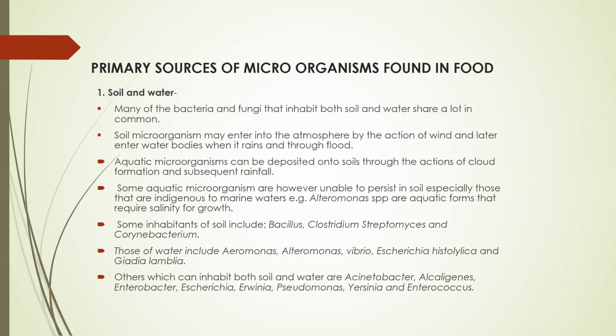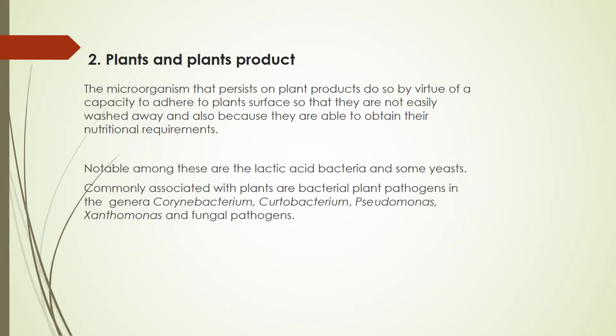So your soil and water is a primary source of microorganisms that you can find in your food. The microorganisms that persist on plants and plant products usually do so because they have the capacity to adhere to plant surfaces. If not, when rain falls, they would have fallen off. And because they also obtain their nutrients from such a plant, they stick to the plant. So if you want to eat salad, for example, people wash it with maybe salt water or with vinegar so that they can dislodge or detach the microorganisms from such plant products.